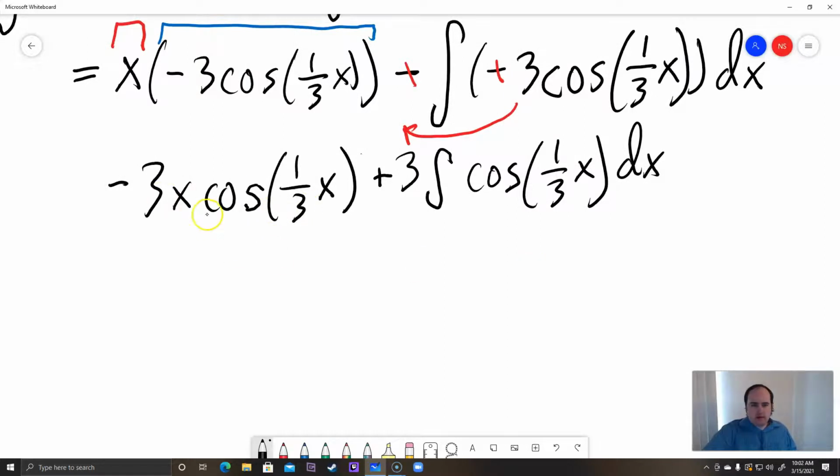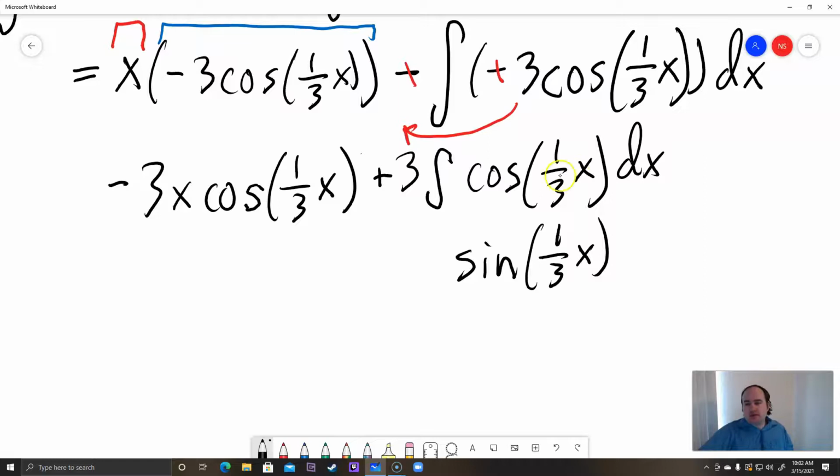Okay, so what we got here is all this business, and here this integral is a lot easier to do. Taking the antiderivative of cosine gives us positive sine, so we're going to get positive sine of 1/3 x. How do I know that it's positive sine? Well, I can either use my formula sheet, or I can just think about it. The derivative of sine is positive cosine, so the antiderivative of positive cosine is sine. Antiderivative is the same as the indefinite integral.